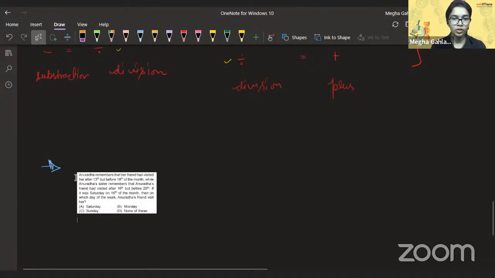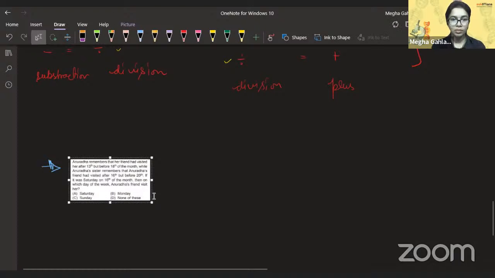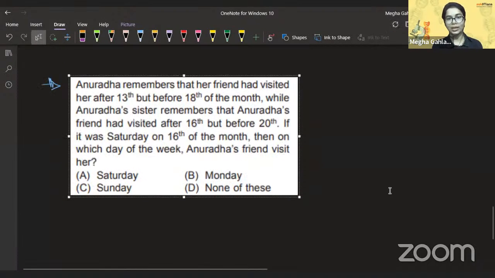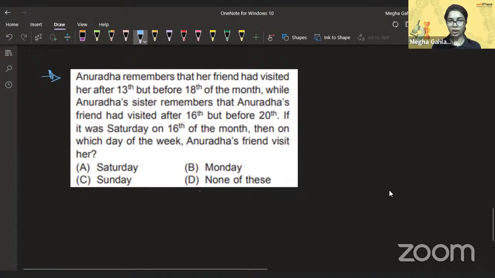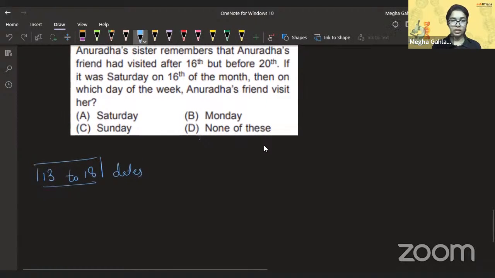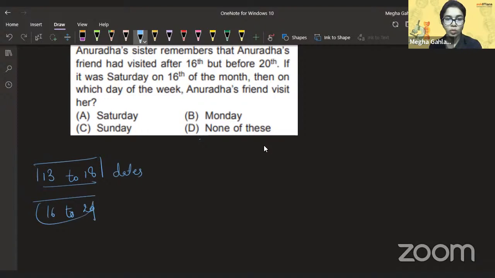Now moving ahead to the next question of the same logical reasoning. So we have another question, which basically tells something about what Anuradha remembered. Anuradha remembers that her friend had visited her after 13th, but before 18th of a month. So we have to go by 13th to 18th of a month. These are the dates from 13 to 18, while Anuradha's sister remembers that Anuradha's friend has visited after 16th, but before 20th. These are the dates which Anuradha's sister remembers, right?